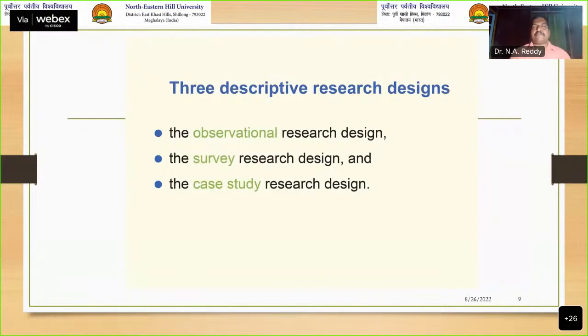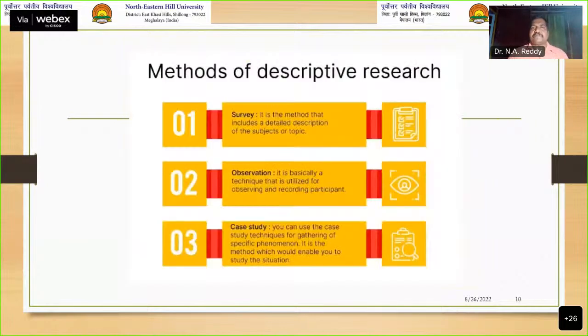These are the three very important research designs in descriptive research: the observational research design, the survey research design, and the case study research design. Sometimes researchers say survey research method instead of descriptive research, or descriptive survey method, or survey method, survey research, which are different. The methods of descriptive research here: one, survey. It is the method that includes a detailed description of the subjects or topics.